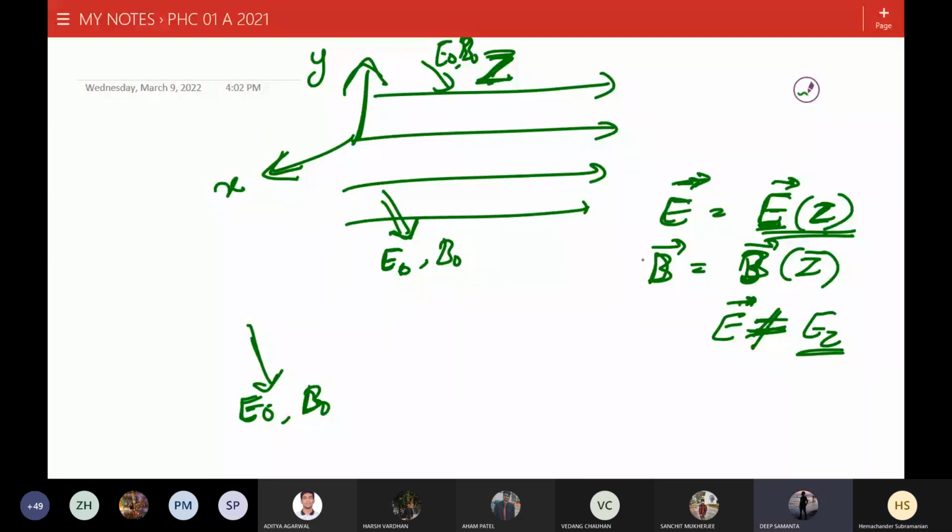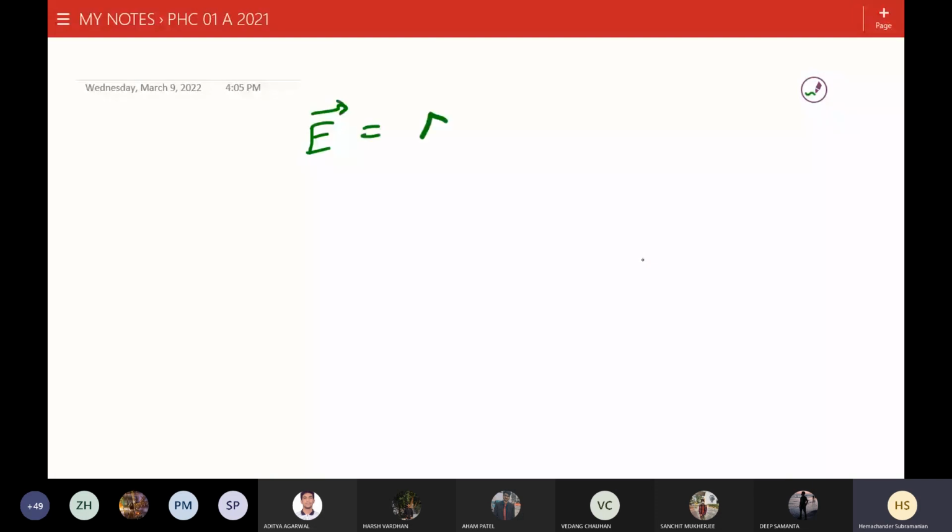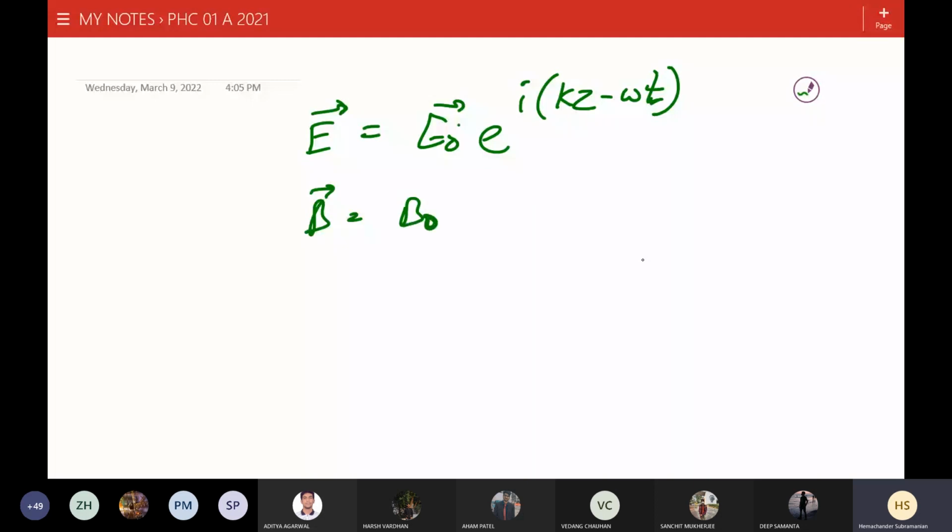Yes or no? If we put it in terms of an equation, we can write the electric field vector E equals E naught sine of omega t minus kz, and B vector equals B naught sine of omega t minus kz. So both are varying along the z axis, but not in any other axis. Yes, exactly. So let's write that down. Instead of sine and cos, I will write E equals some E naught e power i(kz minus omega t), and B equals some B naught e power i(kz minus omega t).